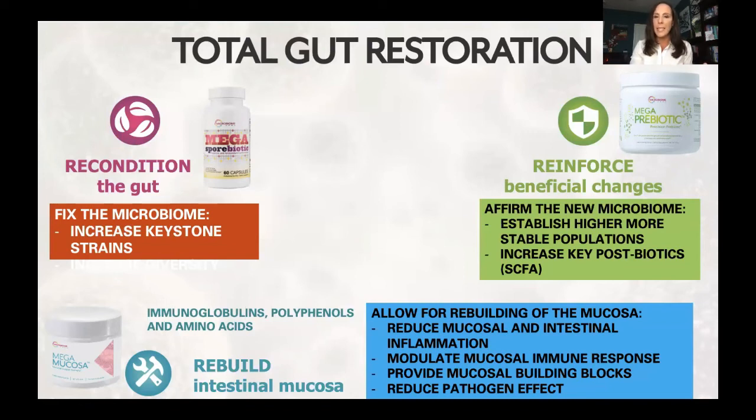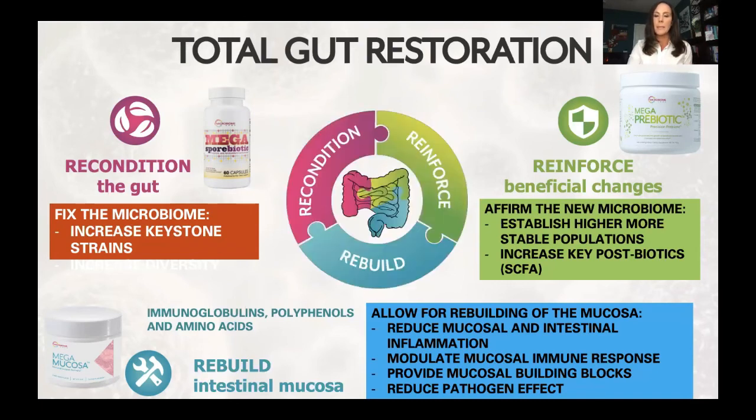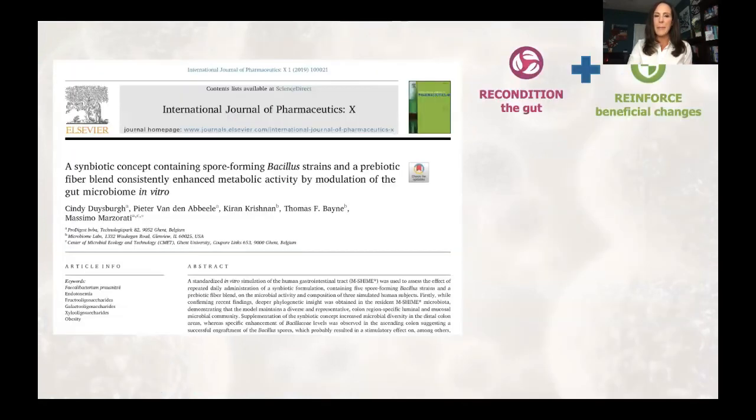Megaspore is a spore probiotic. It has great evidence for increasing keystone strains. No other probiotic on the market has those claims because there's no evidence that things like lactobacillus actually do that. Reinforcing would be giving your specific precision prebiotic to establish the new microbiome, higher level of stable populations, and increasing those postbiotic short-chain fatty acids. And then finally, rebuilding the intestinal mucosa can be done with bovine immune globulins, selective amino acids, and polypeptides. So recondition, reinforce, and rebuild is the program.